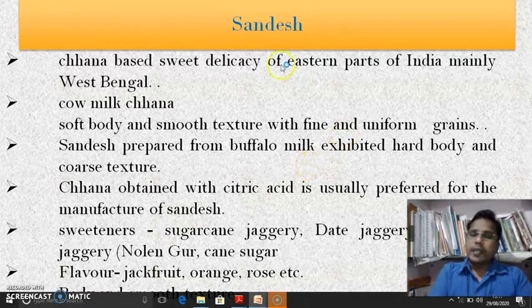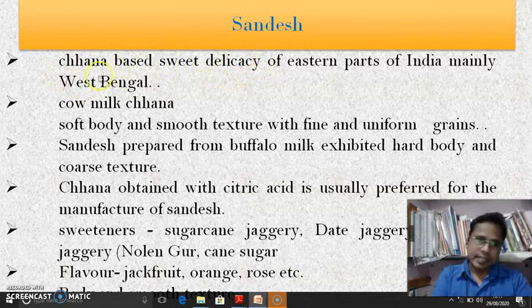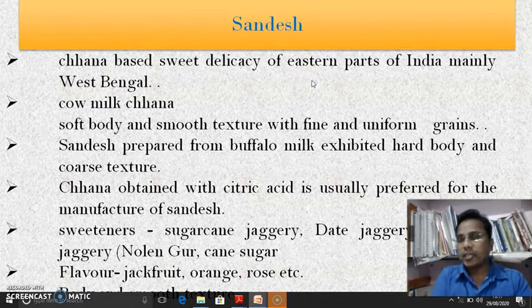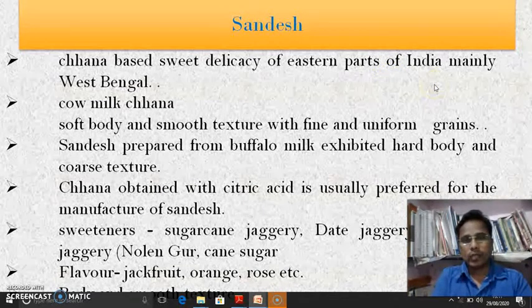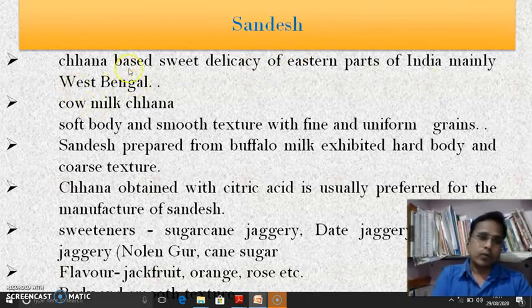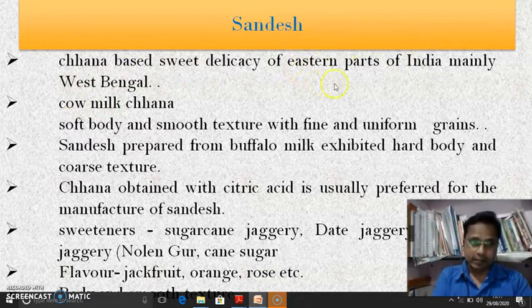As I told you earlier, sandesh is a channa-based sweet delicacy. It means the sandesh is prepared by using channa, and you know very well how to prepare the channa. And sandesh is a product of the eastern parts of India, mainly West Bengal. It means mainly sandesh is prepared in the state of West Bengal and the eastern part of India.